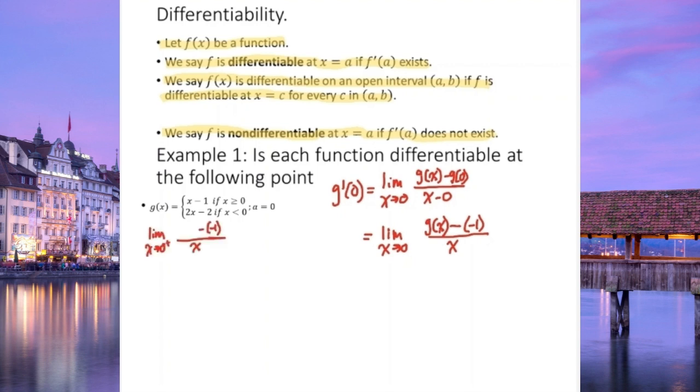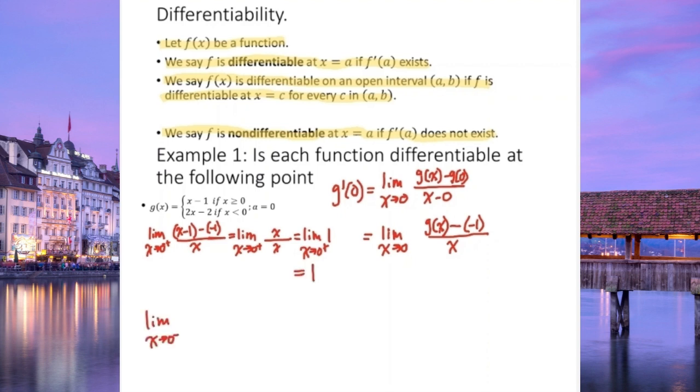From the right of 0, our g of x would be x minus 1. That's because when we're to the right of 0, we're working with values slightly bigger than 0. Now we can simplify. When we simplify the numerator, we get x, and then we can cancel out the x's, and we get 1. The limit as x approaches 0 from the right of 1 would just be 1.